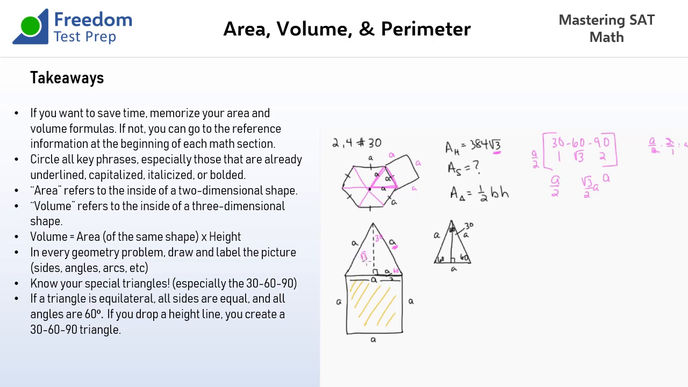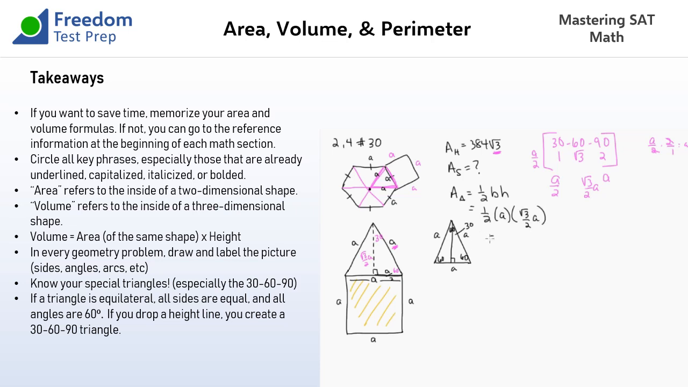Root 3 over 2A. Okay, so now we're going to come back to our formula for area of a triangle. We've got 1/2. Now we're trying to find the entire triangle, remember. So the base is A. We're not looking at just the small triangle, the half triangle. We're looking at A. And then our height is root 3 over 2A.